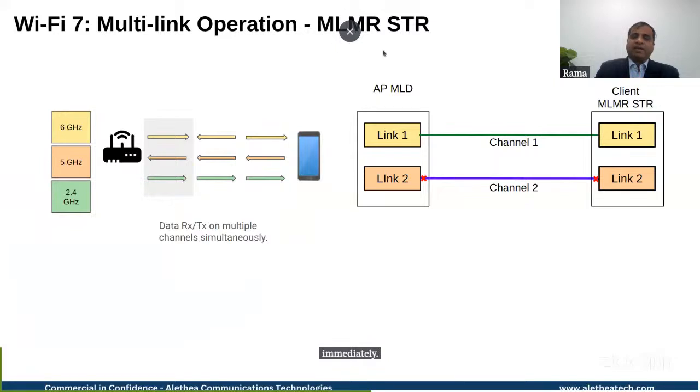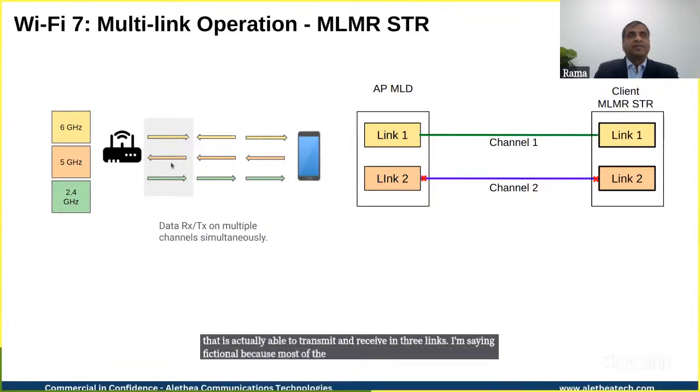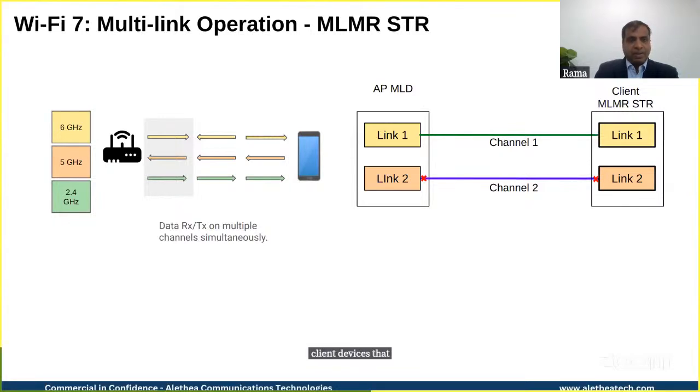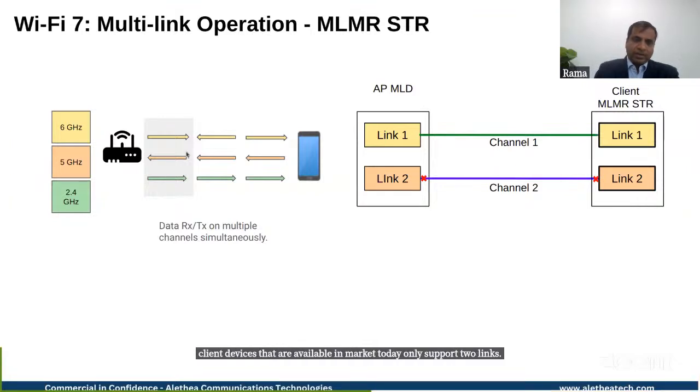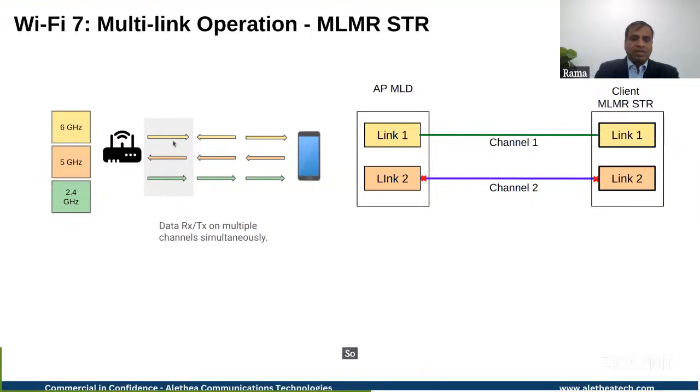So here we have MLMR STR operation, and you see that this is, I would say, a fictional MLD device with MLMR STR that is actually able to transmit and receive in 3 links. I'm saying fictional because most of the client devices that are available in market today only support 2 links. So it is able to transmit on these 2 links simultaneously and receive on this link. And if I look at the color code here, we have 6 gigahertz, 5 gigahertz, 2.4 gigahertz. So it is able to transmit and receive in all the 3 bands.